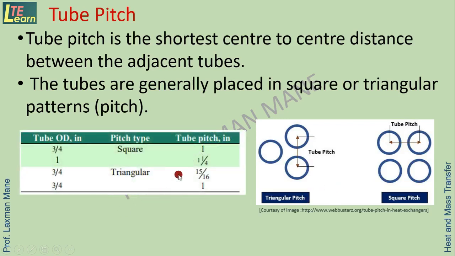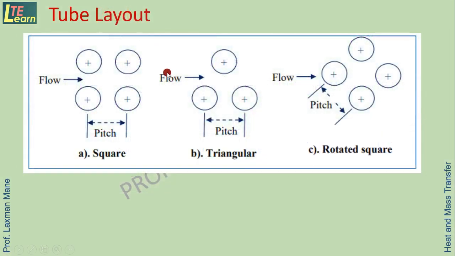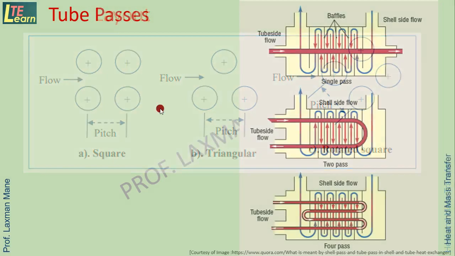Here is a table for the values of OD and tube pitch in inches for the pitch types square and triangular. These are the tube layouts: square type, triangular type, rotated square type, which are used.